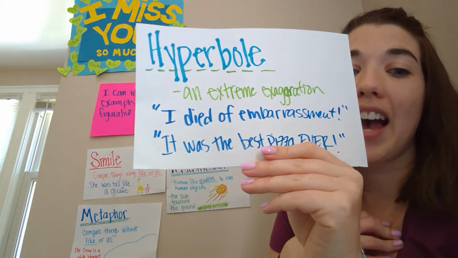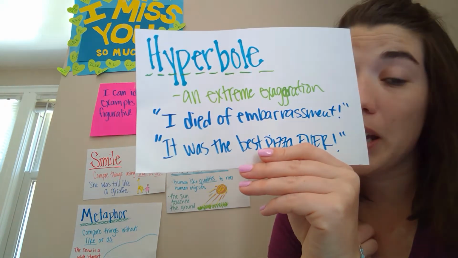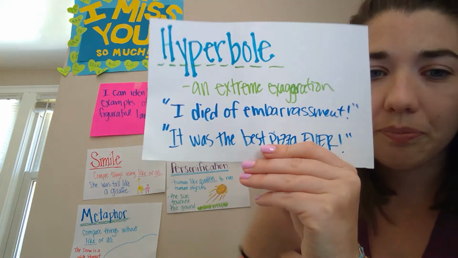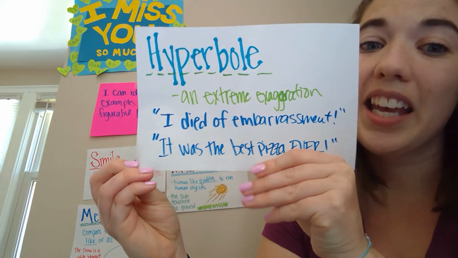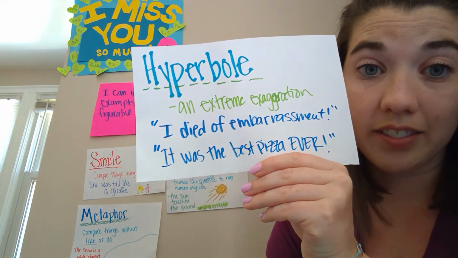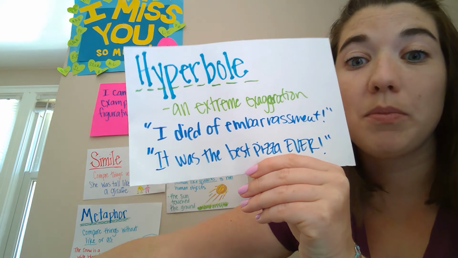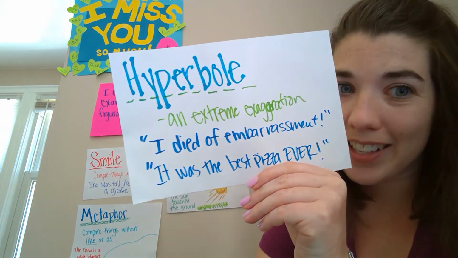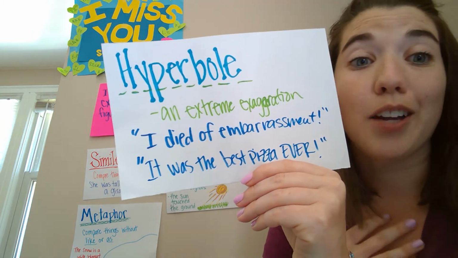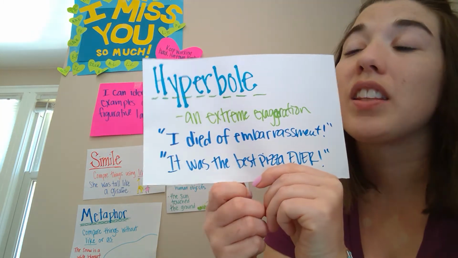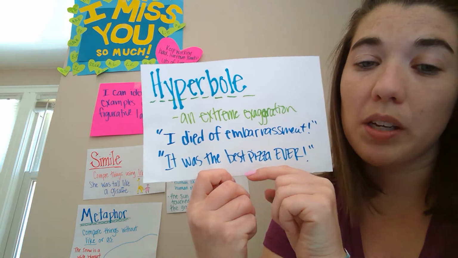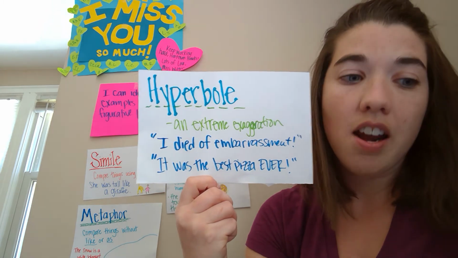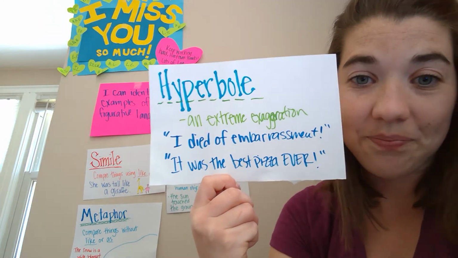It doesn't seem that crazy for us because we use hyperboles a lot that sometimes it's hard for us to identify them. Another example could be, it was the best pizza ever. If I say ever, I really mean in the history of the world, it's the best pizza ever made. And that might not be true. It just means that I really liked that pizza. A lot of times in hyperboles that we will see, there's a lot of the best ever or the worst ever as an exaggeration.